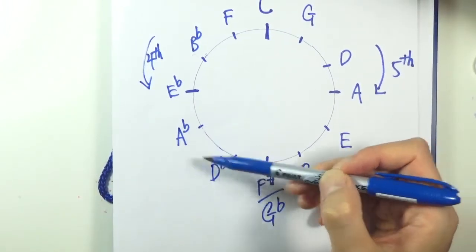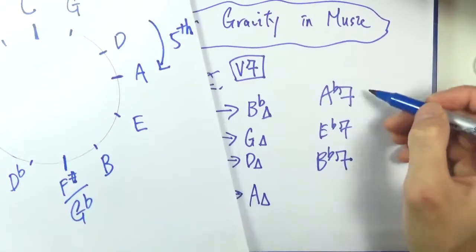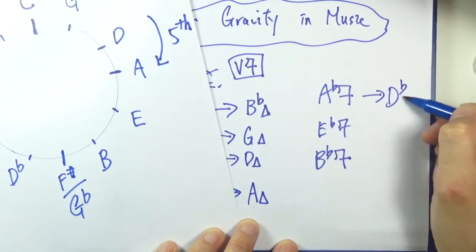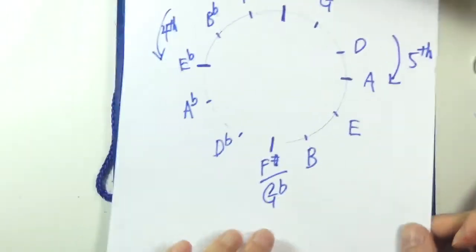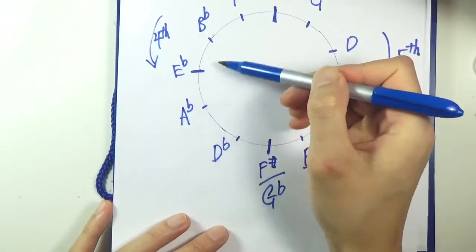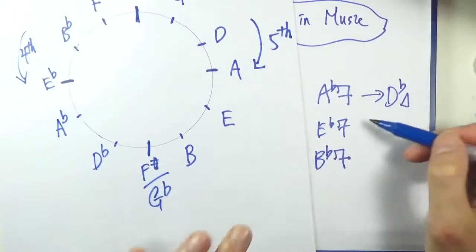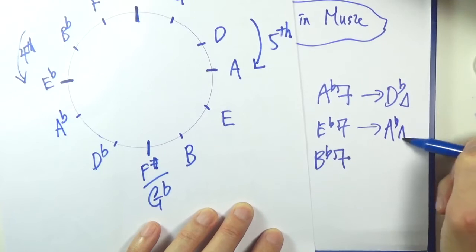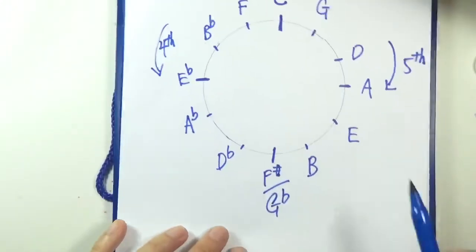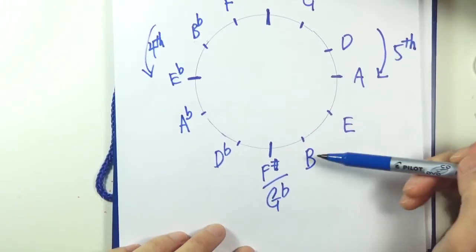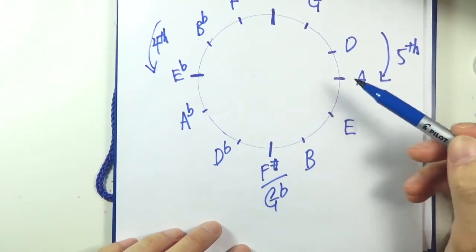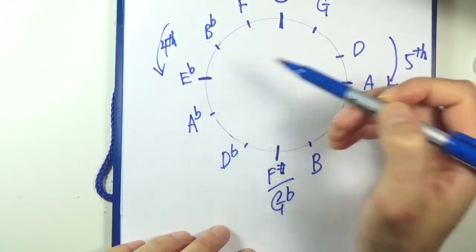Remember, you're going anti-clockwise, okay? And then E flat 7, A flat major. B flat 7, E flat major.